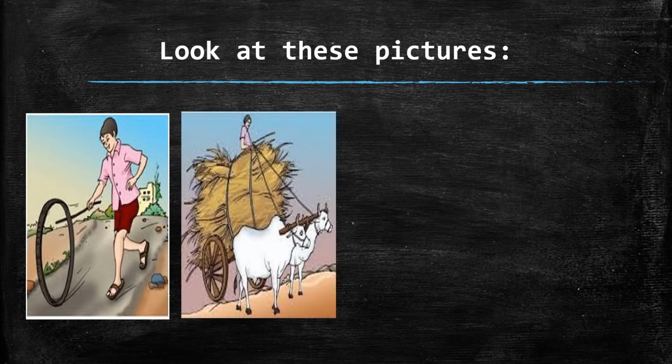Now, this is the second picture. In this, what can you see? Yes, it is a bullock cart. Who exerts force to move a bullock cart forward? Yes, correct. A pair of bulls.